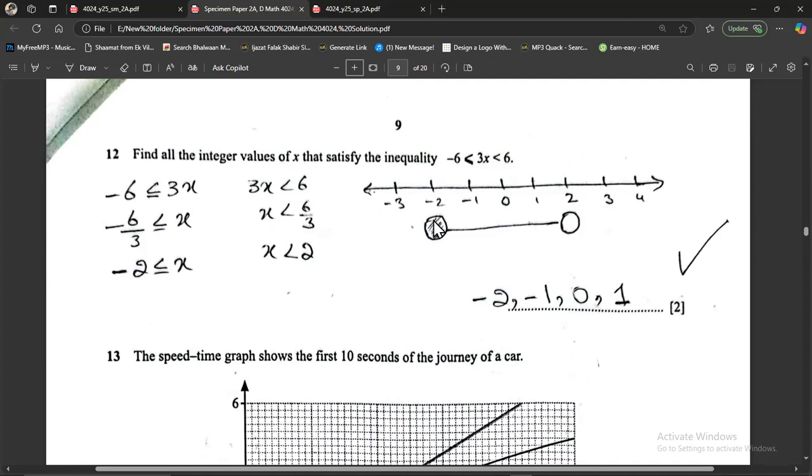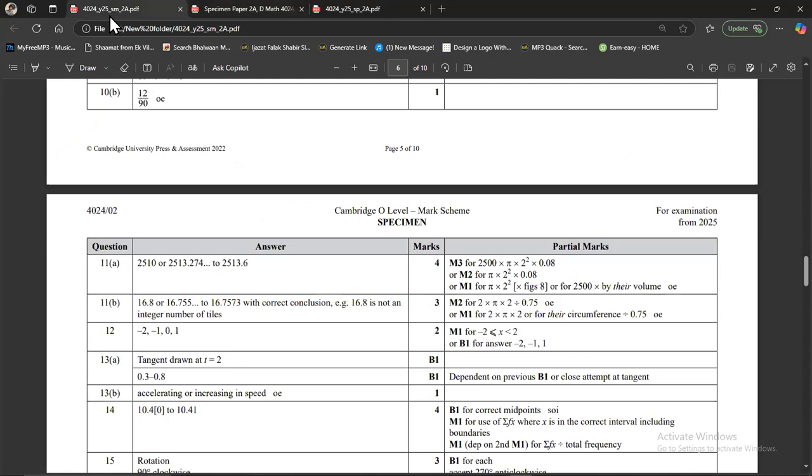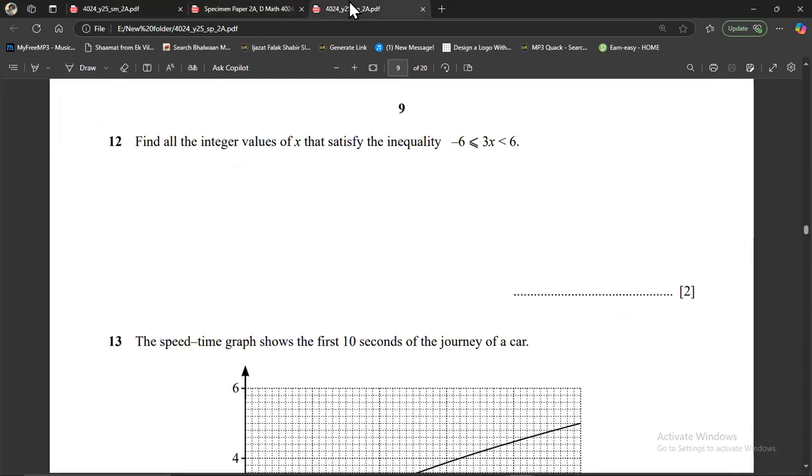So I will shade this circle because the minus 2 is included in the solution. And I will keep this circle unshaded because 2 is not included in the answer. So now in this overlapping portion, what are the integer values of the x? They are minus 2, minus 1, 0, and 1. So that is the answer, sir. I hope you understand this.